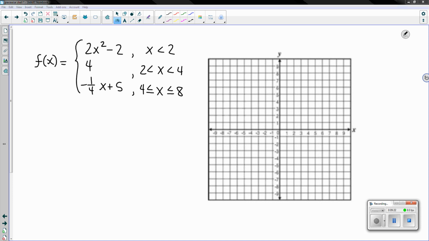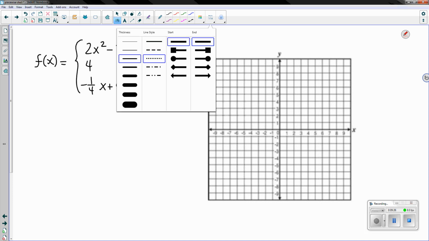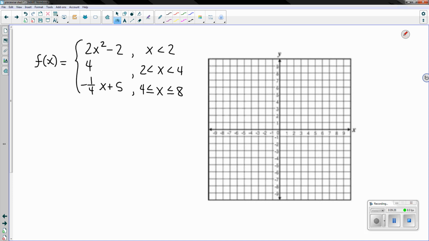So here's our piecewise. We want to graph this thing. So the first thing we're going to do is recognize we have 3 function rules. So I'm going to have 3 parts to my graph. Now, we want to pay attention to when we are going to graph these specific rules, or where we're going to graph these specific rules.